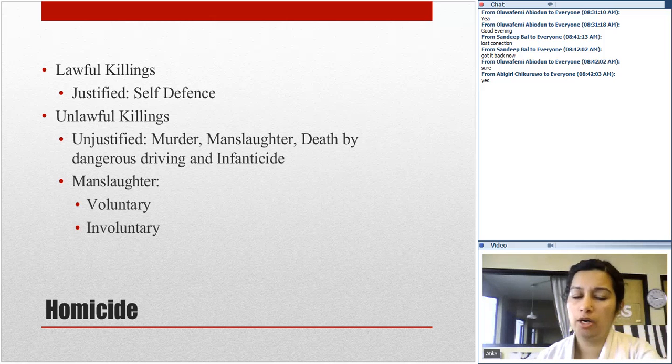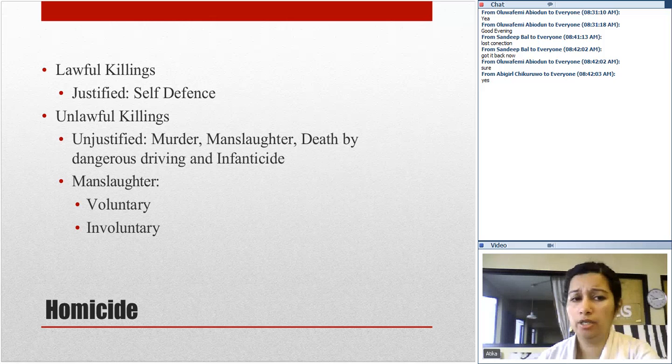All other killings are unlawful killings. Those are completely unjustified. For example, murder, manslaughter, death by dangerous driving, infanticide. Infanticide has an act on it in the UK. It's about when a woman kills her baby, under different circumstances, a baby under 12 months old. When we read about it, we'll see how that goes. But there's a whole act about it. I guess a lot of that was happening in the old times. So that's also not allowed. You can't kill your baby.